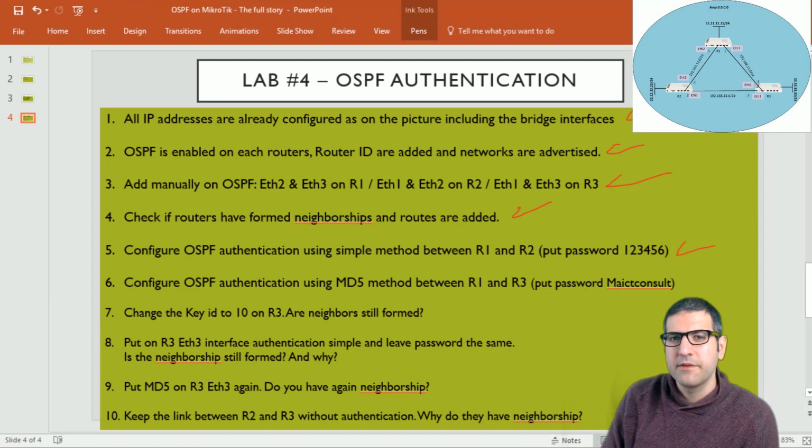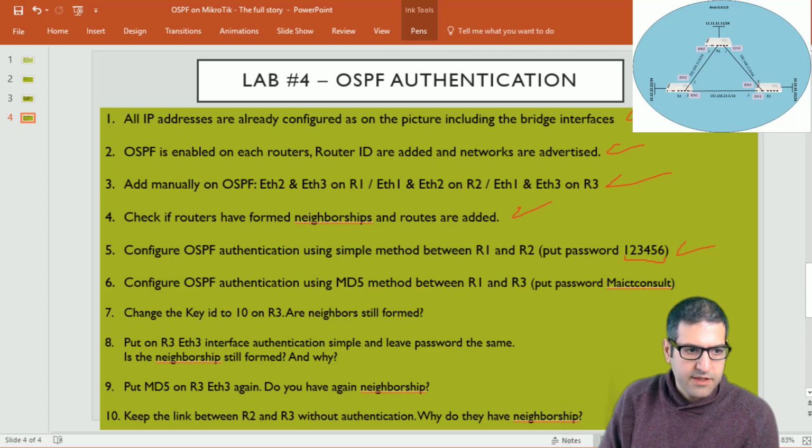Remember, when you use simple, that means that the password 123456 is sent clear text between router 1 and router 2. That means in case someone is intercepting this traffic, he can capture it and see what the password is, and then possibly use it to form some type of attacks on our network.